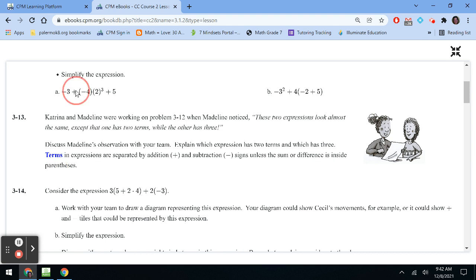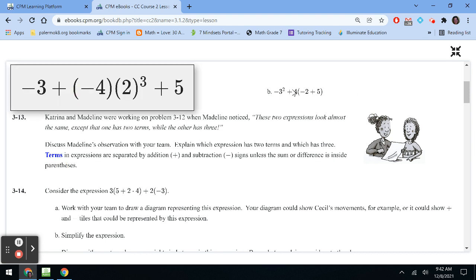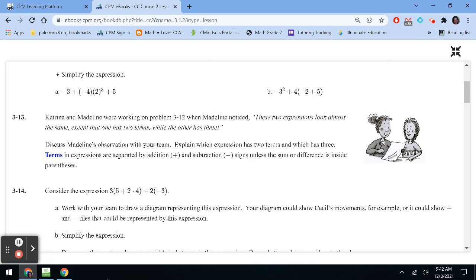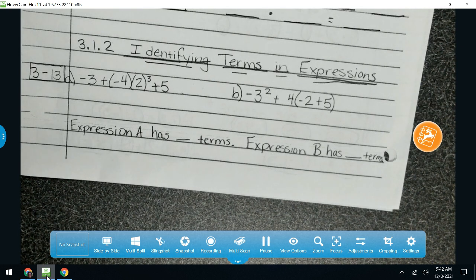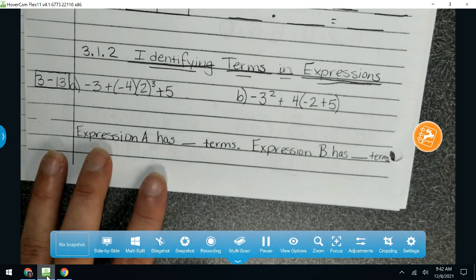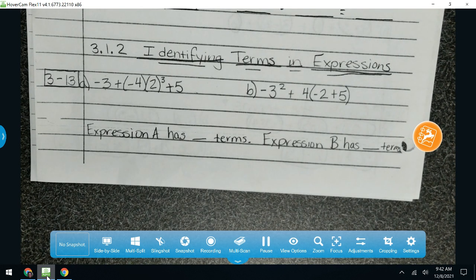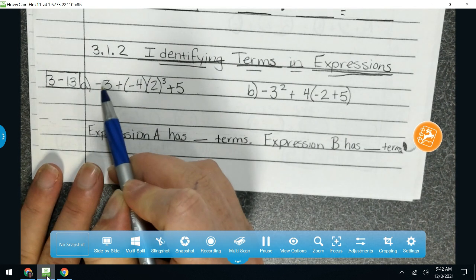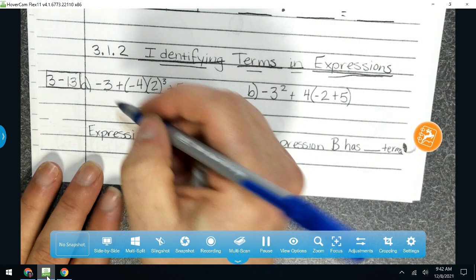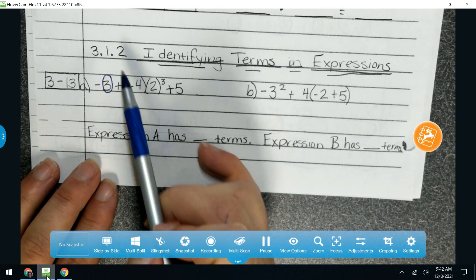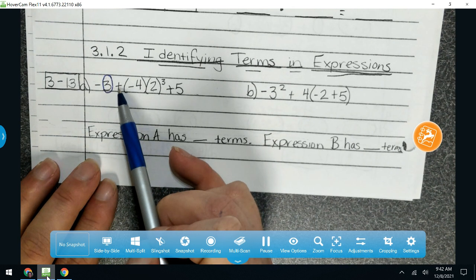So we're going to look at these 2. These 2 expressions are on your page, and they're in our notebook as well. And we're going to circle the terms on those and identify which one has the 2 terms and which one has the 3. So right here, again, I know that addition and subtraction separates my terms. So this is a subtraction sign. That's the opposite sign. So I have my 3. My addition sign stops it.